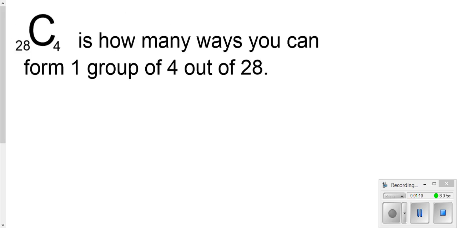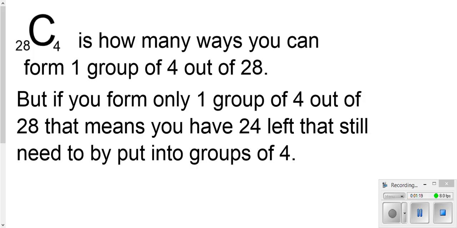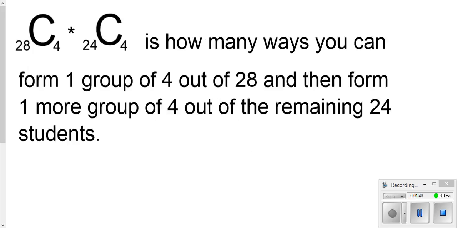Well, when we do this, this just shows us how to form one group of 4 out of 28. So if we do that, that really tells us for 4 students how many ways we can get them into one group. Well, 4 students out of 28, that still leaves 24 left that still need to be put in groups of 4. So the first part right here is how many ways in a class of 28 can you form one group of 4, but remembering you still had 24 students left after that one group of 4.